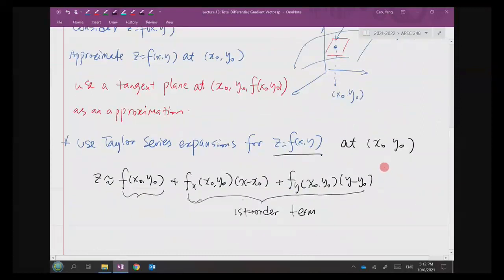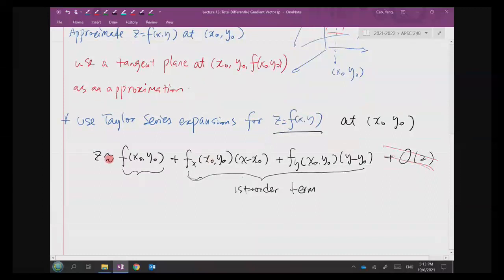Okay. So technically, you should add up all the higher order terms for the Taylor series expansion, but we are getting rid of them. That's why you got an approximation equal sign here. So if you expand the surface z equal to f of x, y using Taylor series expansion, keeping only up to the first order term, then this is what you get. So what's z? z is just equal to f of x, y. That's your original function.